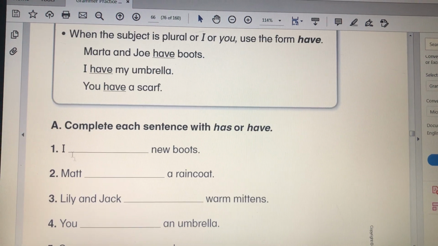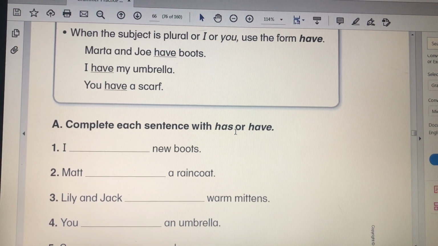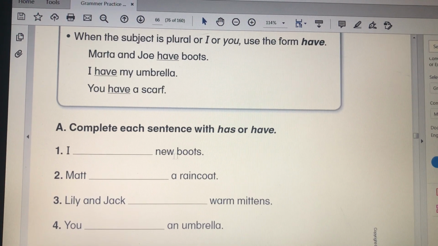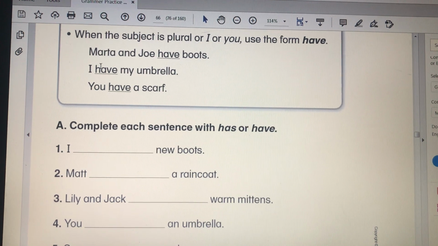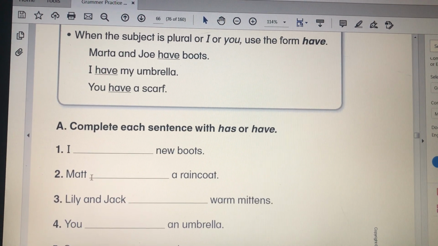Let's start with the first exercise. A. Complete each sentence with has or have. 1. I have or has new boots. We said that when it's I, we use have. So I have new boots.